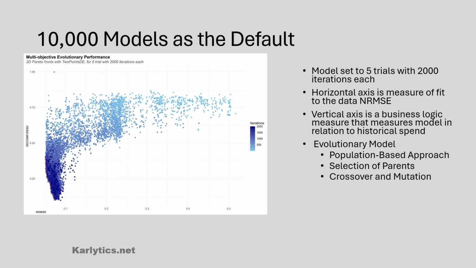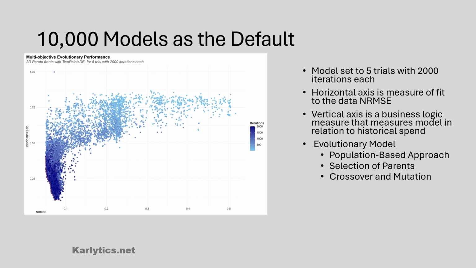Evolutionary algorithms with 3 main components are used. First, we have a population-based approach. Evolutionary algorithms work by generating a population of potential solutions and iteratively evolving this population based on selection, crossover, and mutation operations. Second, we have selection of parents.